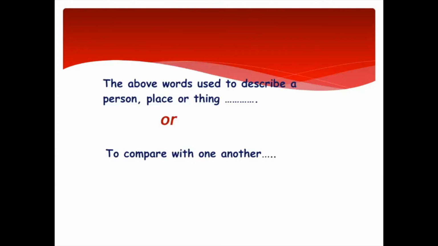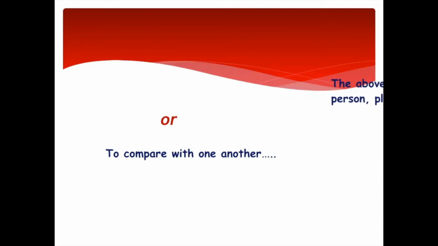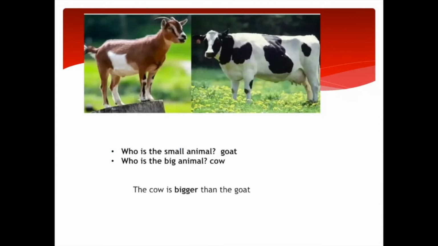Now let's see, what are these highlighted words? The above words are used to describe a person, place, or thing, or they are used to compare with one another. Now we can see there are two animals. All of you look carefully and tell me, who is the small animal? Yes, very good. A goat. Now look carefully and tell me, who is the big animal? Yes, very good. The cow.